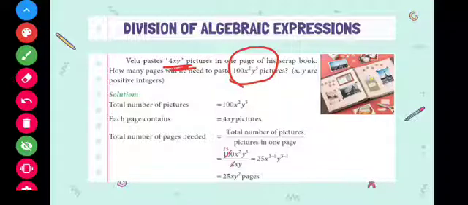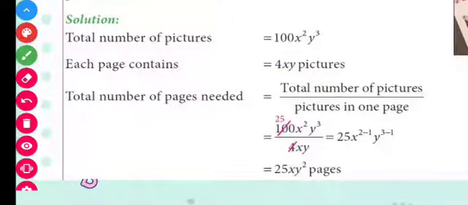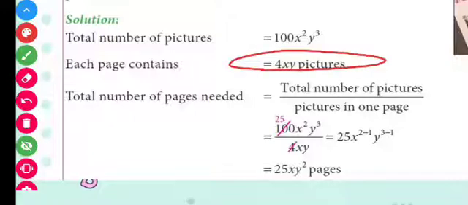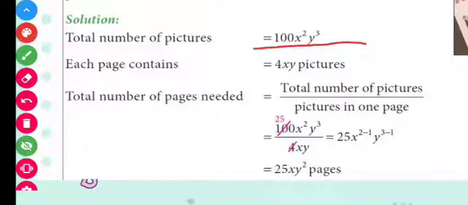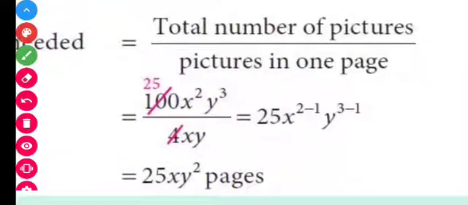So what we are going to do is, total number of pictures Velu has is 100x²y³ pictures, and each page can contain a maximum of 4xy pictures, okay. So what we have to do is divide 100x²y³ by 4xy. Okay, so here you see 100x²y³ by 4xy. So 100 by 4, you can strike this out and write as 25. So remaining is x²y³ by xy.